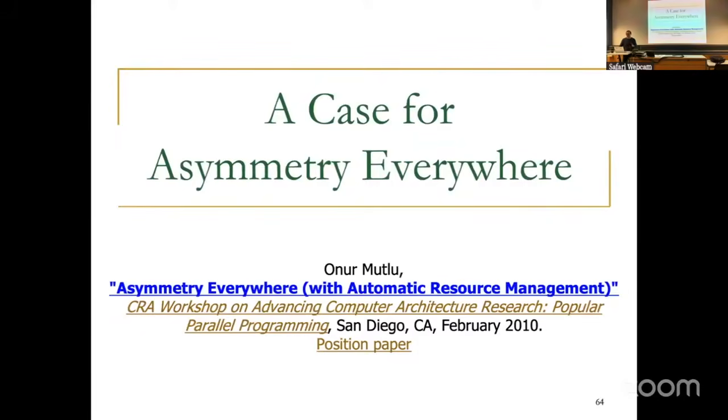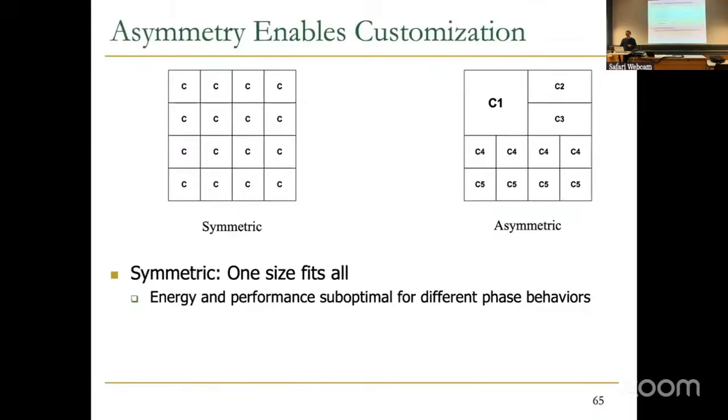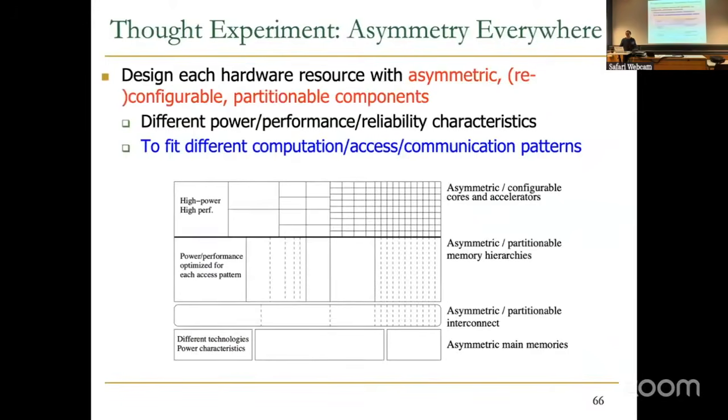Essentially, the question in the workshop was, what is the future of computing? Something very general. And one of my visions was really asymmetry everywhere. Essentially, each component should be designed asymmetric. That's the goal, to fit different computation, access, and communication patterns for different power, performance, reliability characteristics. There's nothing you have not heard of so far. But asymmetry, I think, also subsumes configurability and partitionability.